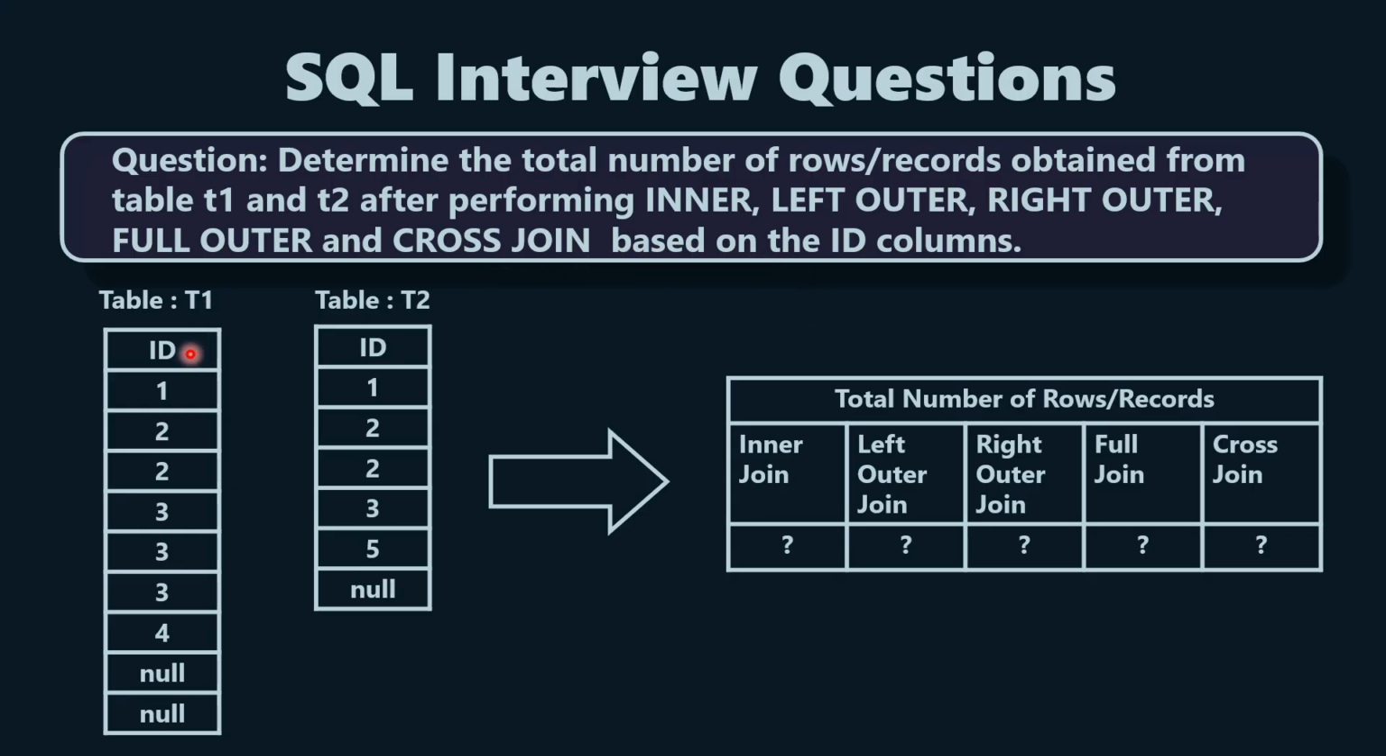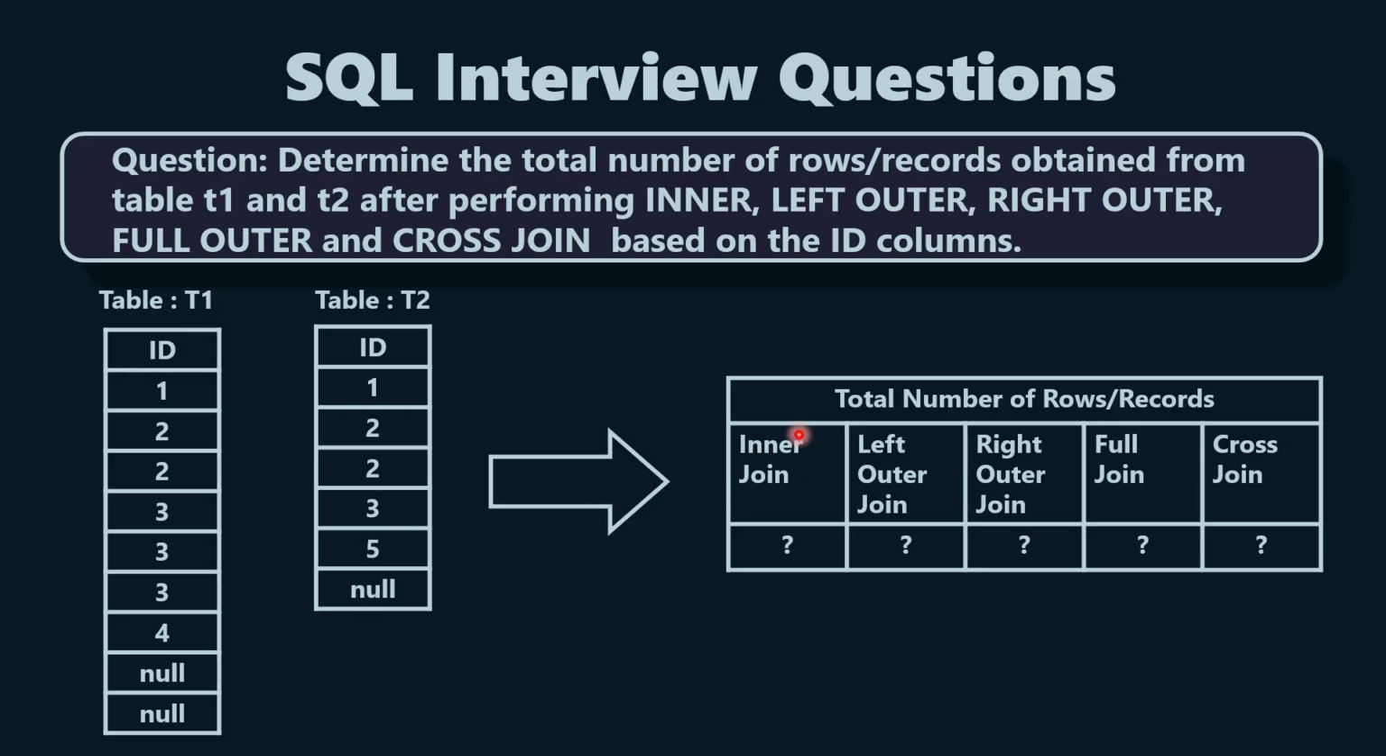Here table T1 has an ID column, and we have values like 1 one time, 2 two times, 3 three times, 4 one time and null two times. This is T1. Table T2 has the same column name, ID, with 1 one time, 2 two times, 3 one time, 5 one time and null one time.